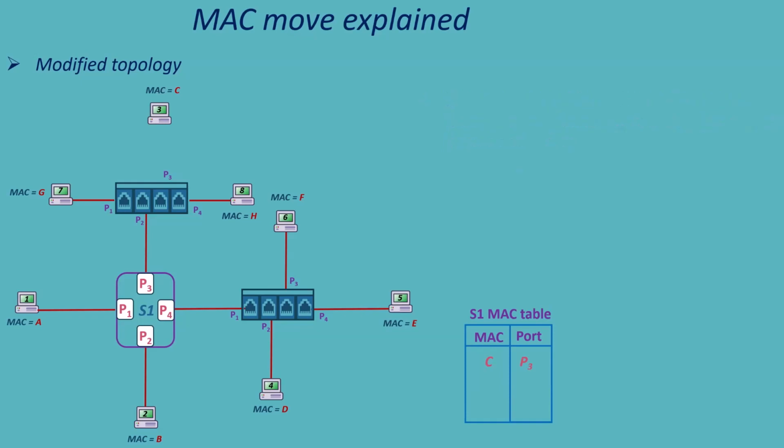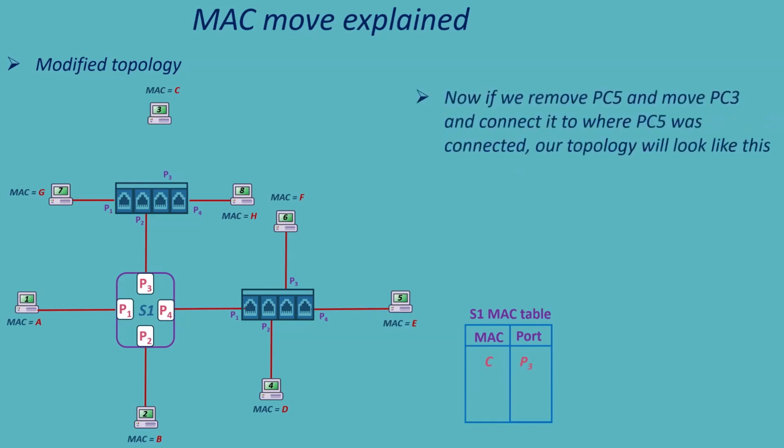Good. Next, what I do is remove this PC from here and move this PC with MAC address C in place of PC5. My topology would look something like this.